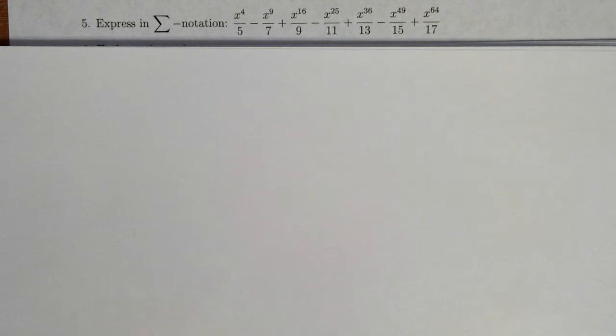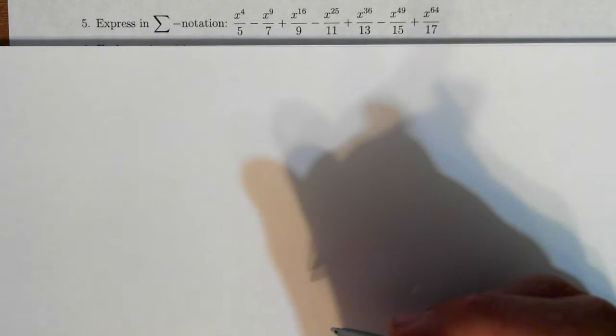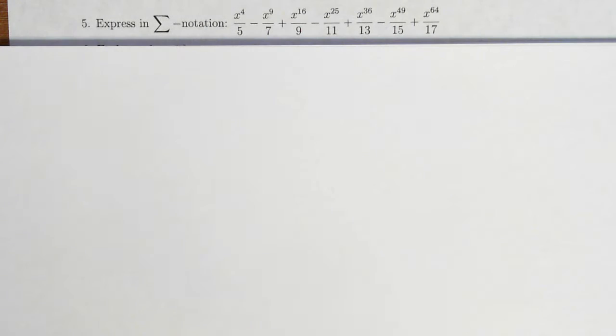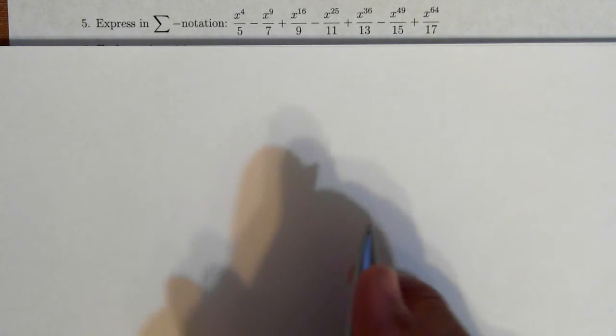Okay, for this problem we are asked to change this sum of 1, 2, 3, 4, 5, 6, 7 terms in summation notation. Now there are actually many ways of doing this. I'm going to show a few ways that kind of make sense, but if you have an answer that doesn't exactly match one of the ones that I'm about to show, it's perfectly okay.